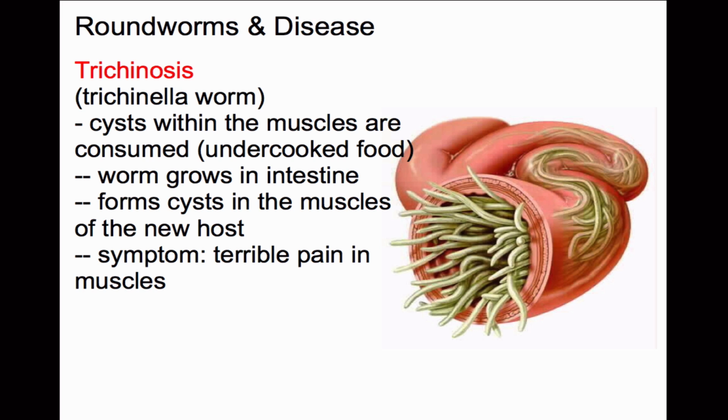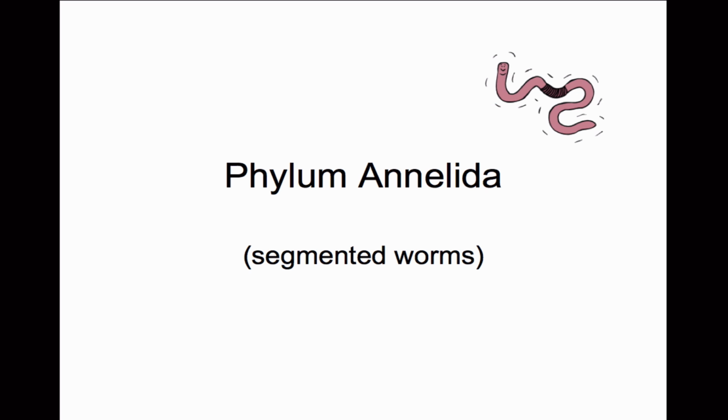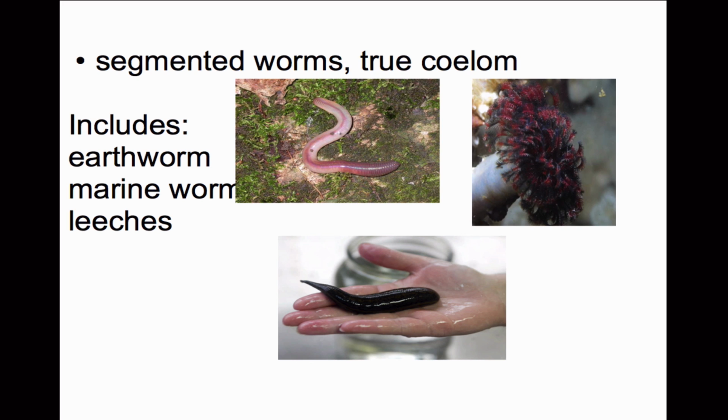All right, the next one is the phylum Annelida, and this is the segmented worms. So these are the earthworms that you've seen. They have a true coelom. It includes earthworms, marine worms. So if you look at this picture on the right-hand side, that's a feather duster. That's actually a marine worm. And then the leeches are also in this phylum.